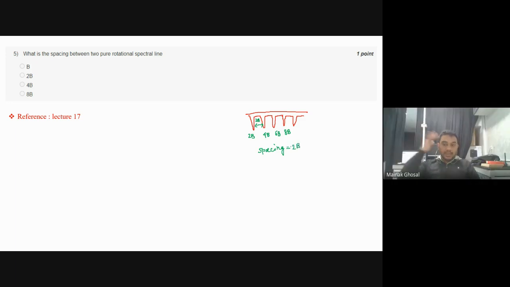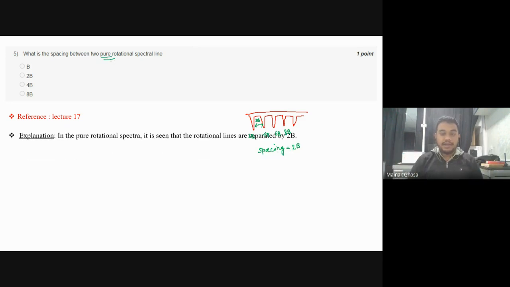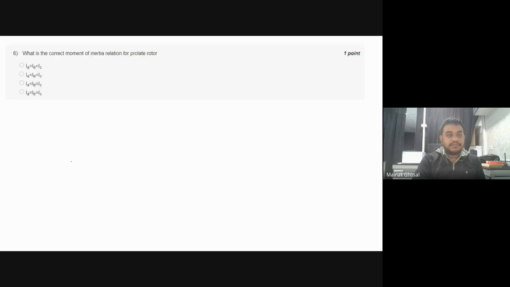But remember one thing, guys, this is only possible for pure rotational lines. When you have a non-rigid rotor, the rotational lines will not be equally spaced. So for pure rotational lines, equally spaced lines will be there, separated by a factor of 2B. Now got it? It's a very straightforward question I have discussed so far.